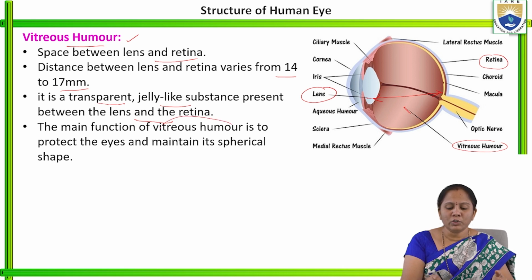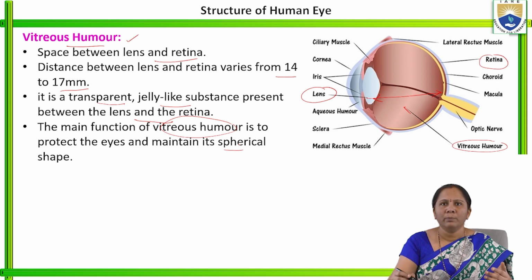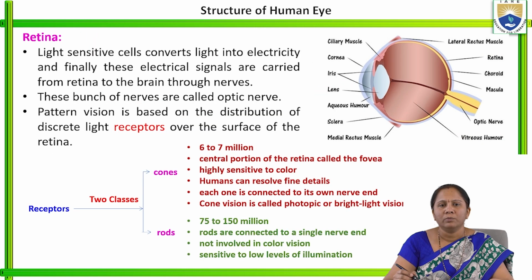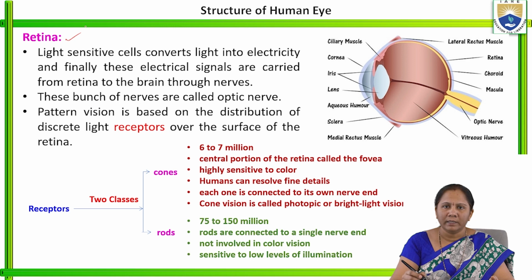So the main function of this vitreous humor is to protect the eyes and to maintain the structure. That is, the eye will be spherical in shape. So to maintain that spherical shape, this vitreous humor will be helpful. Now, as I told, we will discuss in detail about this retina.